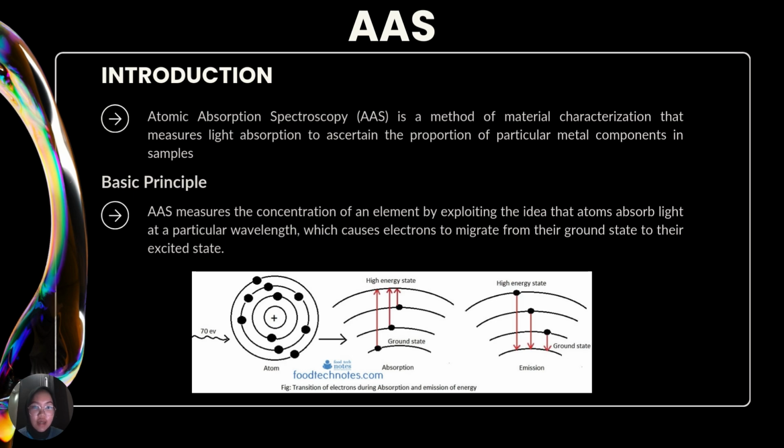First is AAS. Atomic absorption spectroscopy is a method of material characterization that measures light absorption to ascertain the proportion of particular metal components in samples. The basic principle of AAS is to measure the concentration of an element by exploring the idea that atoms absorb light at a particular wavelength, which causes electrons to migrate from their ground state to their excited state.